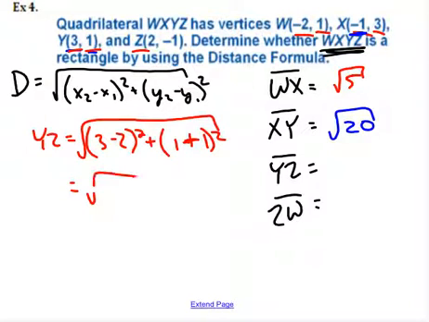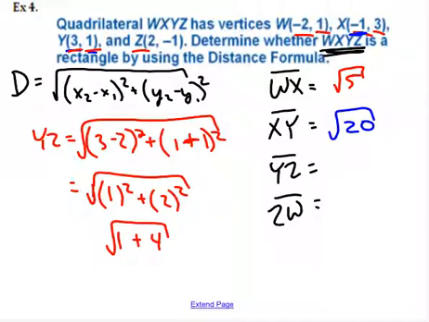YZ is going to equal 3 minus 2 is 1. 1 squared plus 1 plus 1 is 2 squared. I like what I see here. 1 squared is 1 plus 4. Square root of 1 plus 4. You got it, square root of 5.